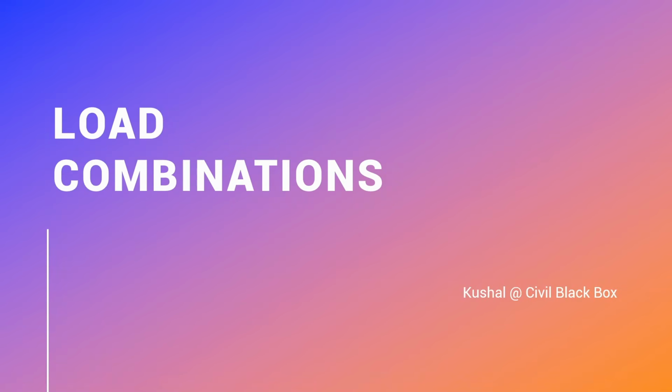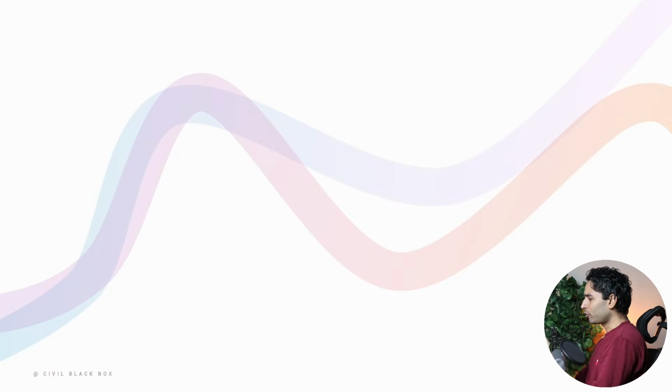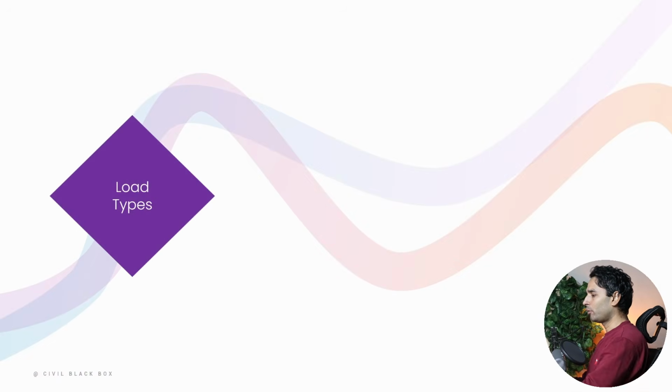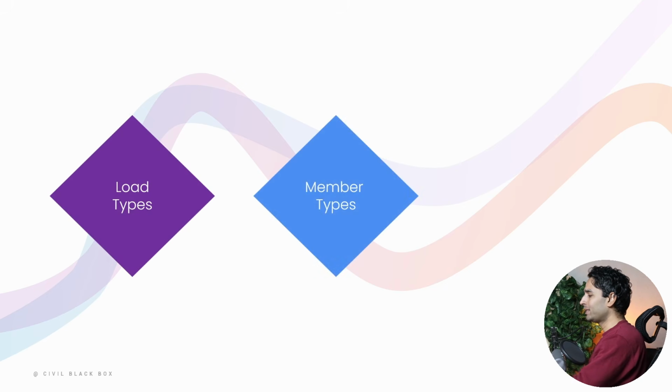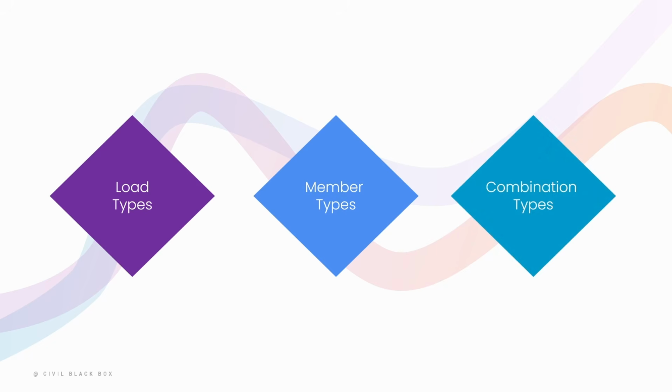So let's try and understand this load combination concept. When we're talking about load combinations, we'll be looking at this from three different angles. We'll be looking at what the load types are, what the member types are, and finally, what the load combination types are. We are looking at it from these three perspectives because the combination types are linked with either of these. We cannot look at the combination types in isolation, because each combination type is particular to a member type, and each member type is particular to the load types being considered. Do not worry, we'll try and break down each and every concept.